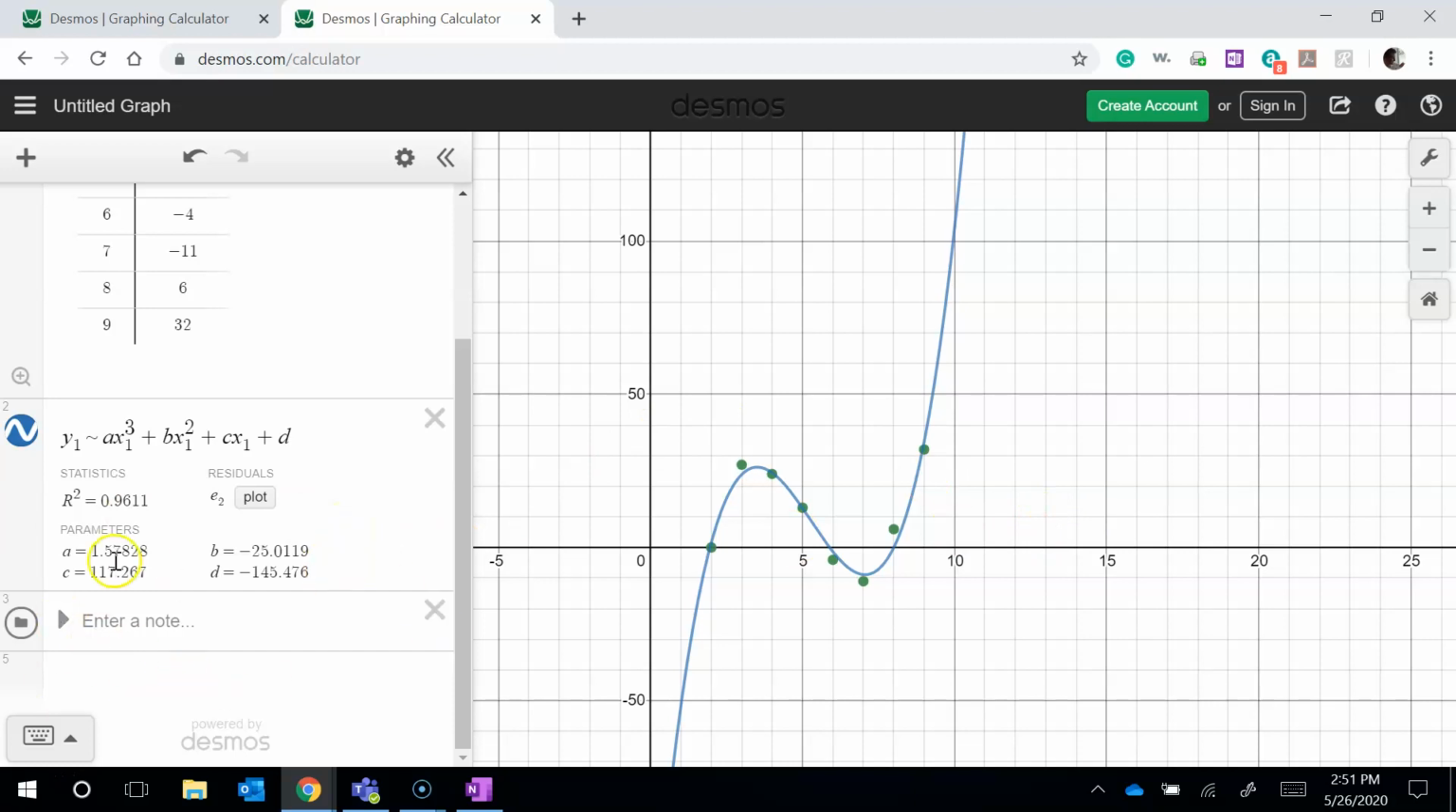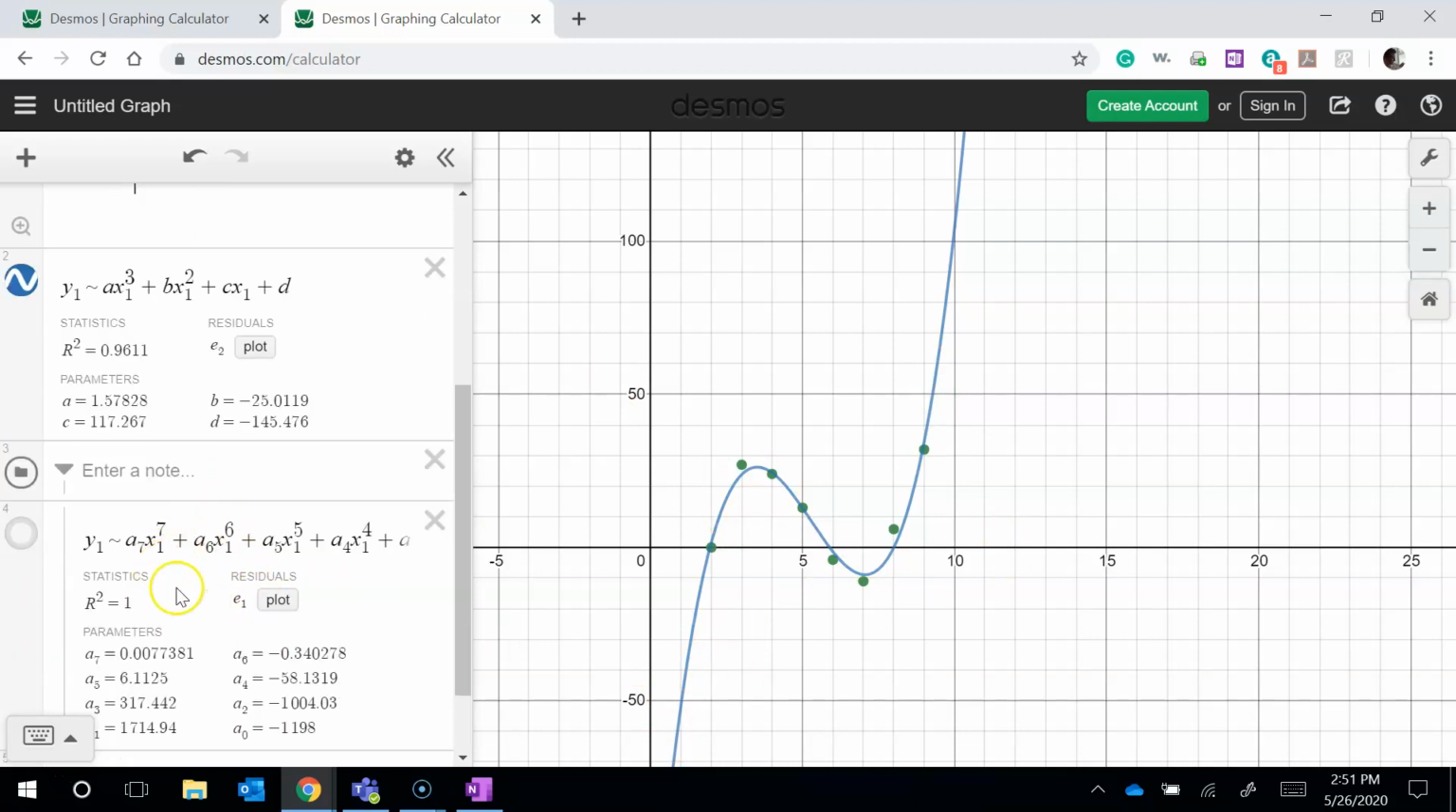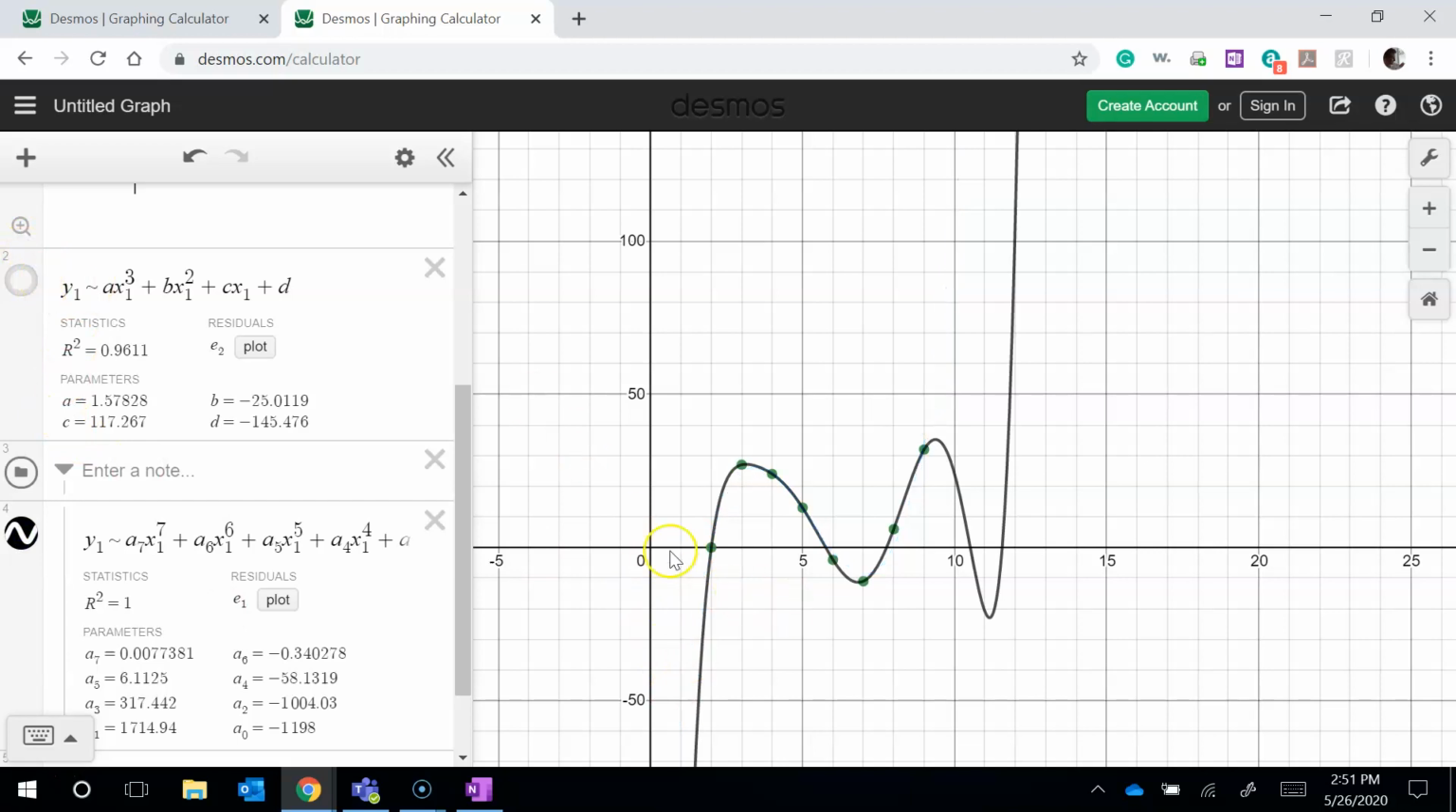Right? I can also make one that looks even closer than this. And so I went in here, and here I just made it be a 7th degree polynomial function, one that has an r squared of exactly 1. So if I turn this on, here is what that 7th degree function would look like, going through pretty much each of these points completely perfectly.